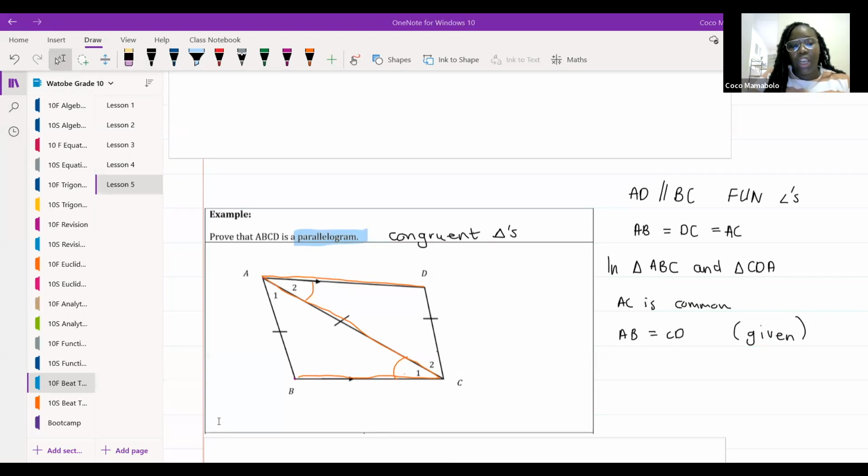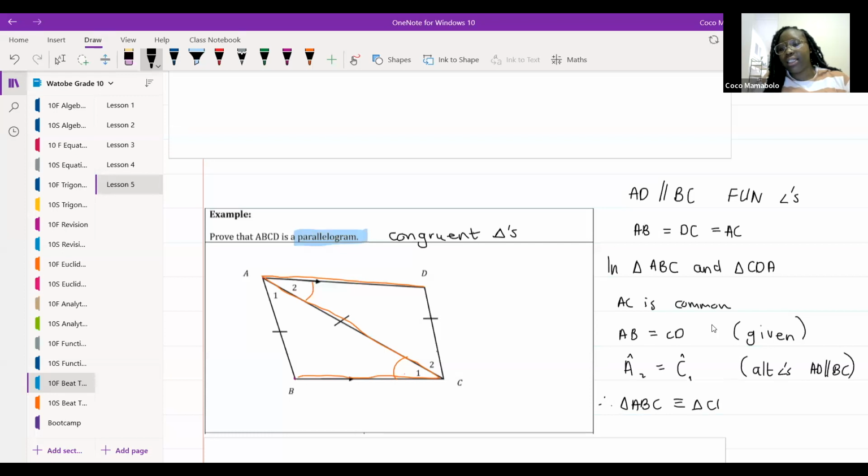Okay, excellent. All right. So we can then say that A2 is equal to C1, right? And that is because of alternate angles, AD is parallel to BC. Good. I need one more reason. Oh, we have 3 reasons. I'm lying. Therefore, I can say that triangle ABC is congruent to triangle CDA.